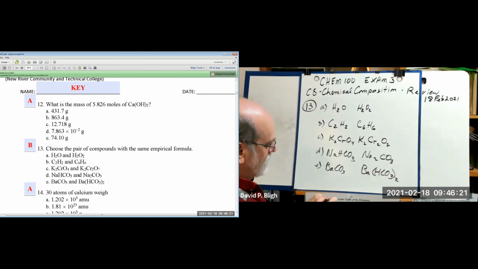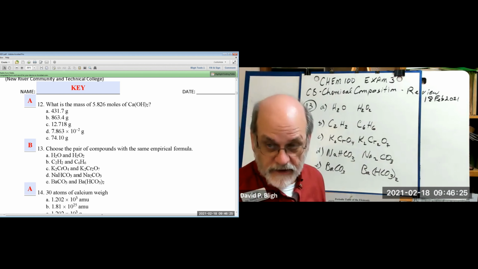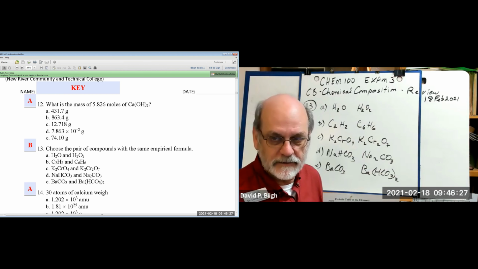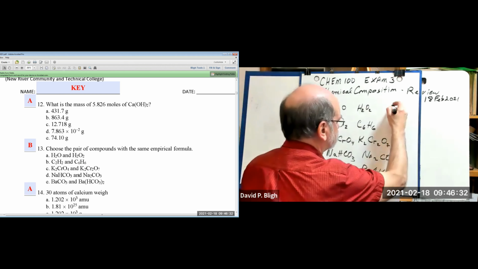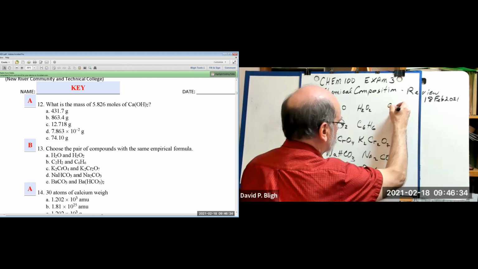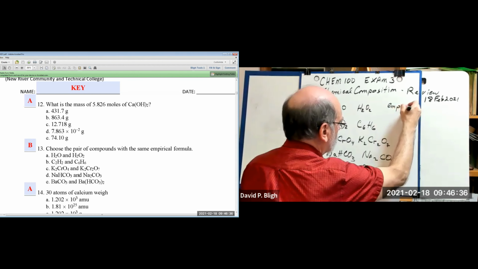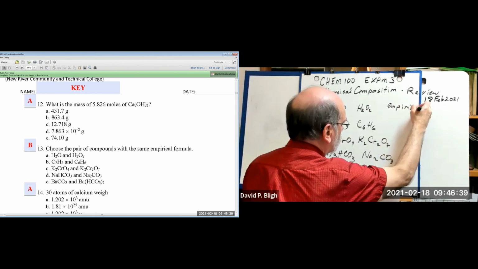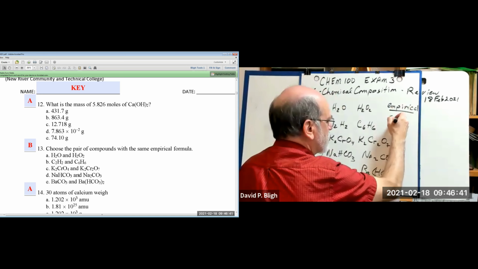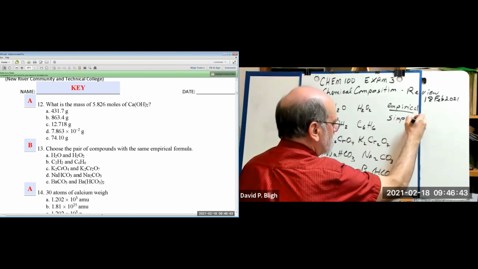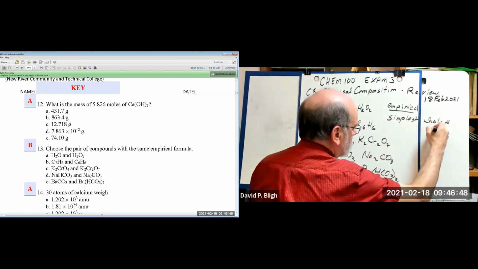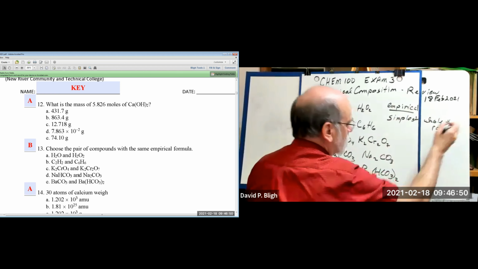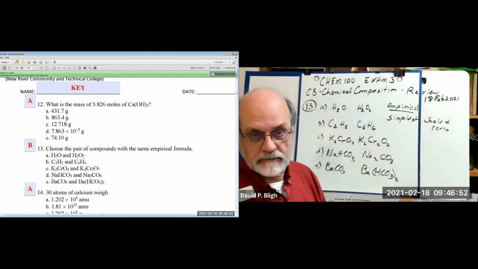Yep. Okay. So what's the definition of an empirical formula? If that's what we're looking for, we need to know what it means. Right? The empirical formula is the simplest whole number ratio of atoms in your compound.